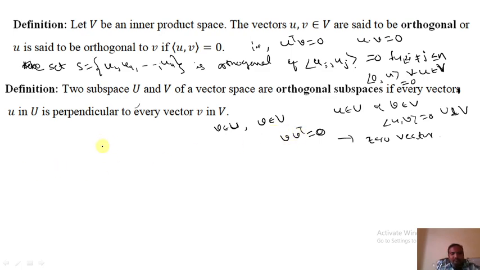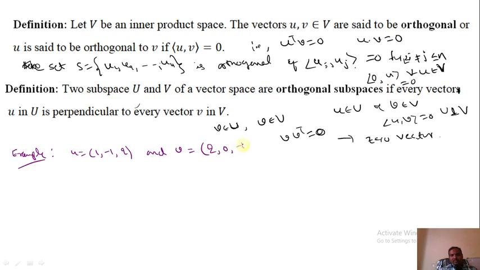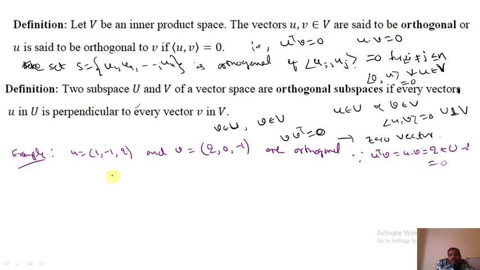So take some example. Suppose u equals (1, -1, 2) and v equals (2, 0, -1). Are these orthogonal or not? Now observe: take u transpose v, or u dot v, which equals 1 times 2, minus 1 times 0, plus 2 times -1, that is 2 minus 2 equals 0. So they are orthogonal.